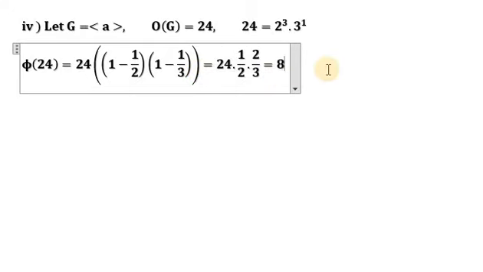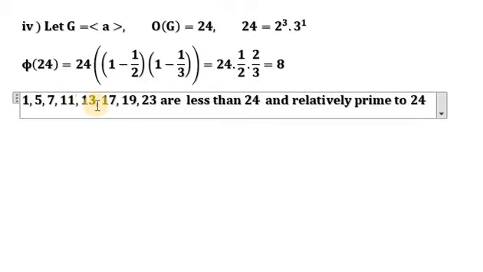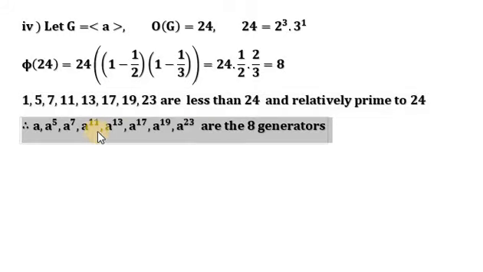These 8 generators are 1, 5, 7, 11, 13, 17, 19, 23, which are the numbers less than 24 and relatively prime to 24. Therefore, the generators are a, a power of 5, a power of 7, a power of 11, a power of 13, a power of 17, a power of 19, a power of 23.